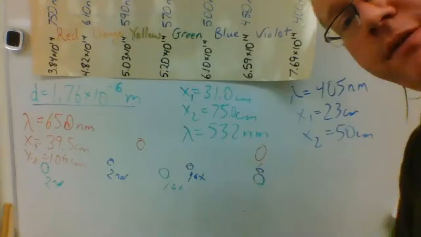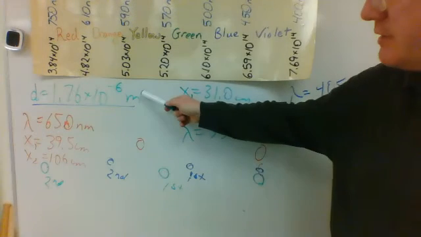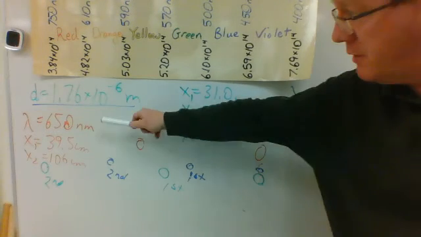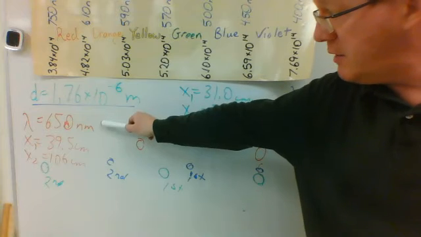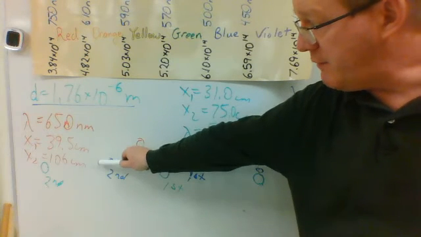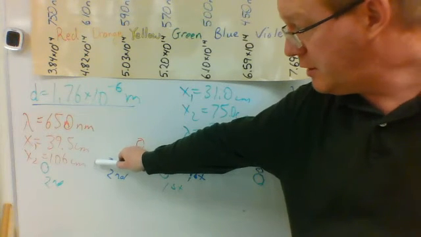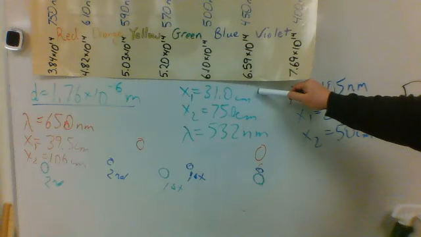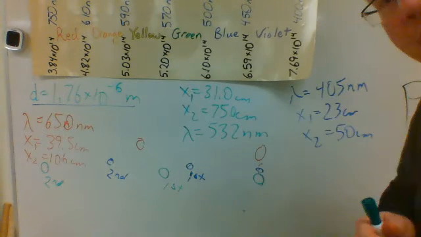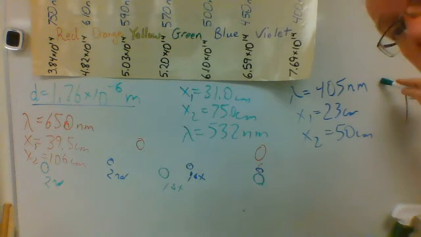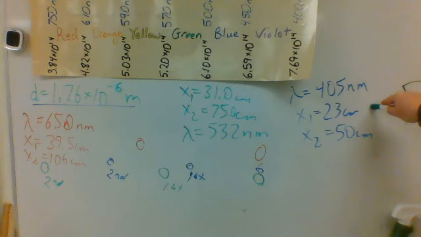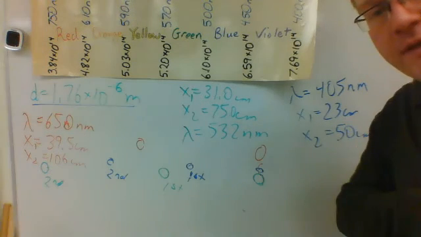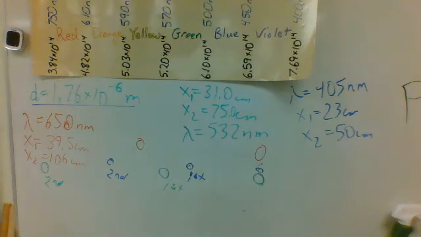So, very briefly, here's the data you need. Distance between the slits is 1.76 times 10 to the minus 6 meters. 650 nanometer laser light: X1 is about 39.5, and X2, distance to the second node, is about 106 centimeters. For 532 nanometer light, distance to the first antinode is 31. Distance to the second antinode is 75. And for 405 nanometer light, distance to the first antinode is 23. The distance to the second antinode is 50. All right? So that should be sufficient evidence to do this lab.